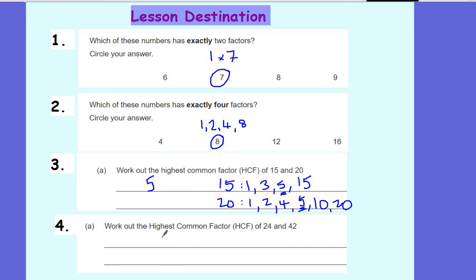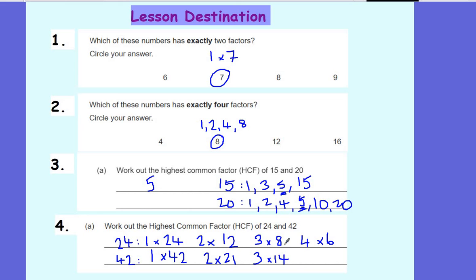And finally, the highest common factor of 24 and 42. Let's work it out. How can I make 24? I can make 24 from 1 times 24. I could make it from 2 times 12. I could make it from 3 times 8. I could also make it from 4 times 6. 42, I could make from 1 times 42. Or I could choose to do 2 times 21. I could also make 42 from 3 times 14. I can also make it from 6 times 7. So my highest number that's a factor of both of those numbers, if we look through, is going to be 6.